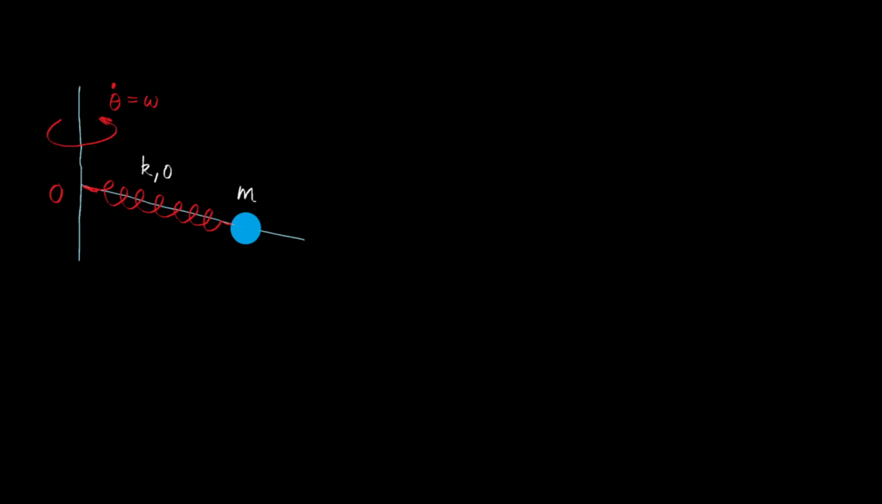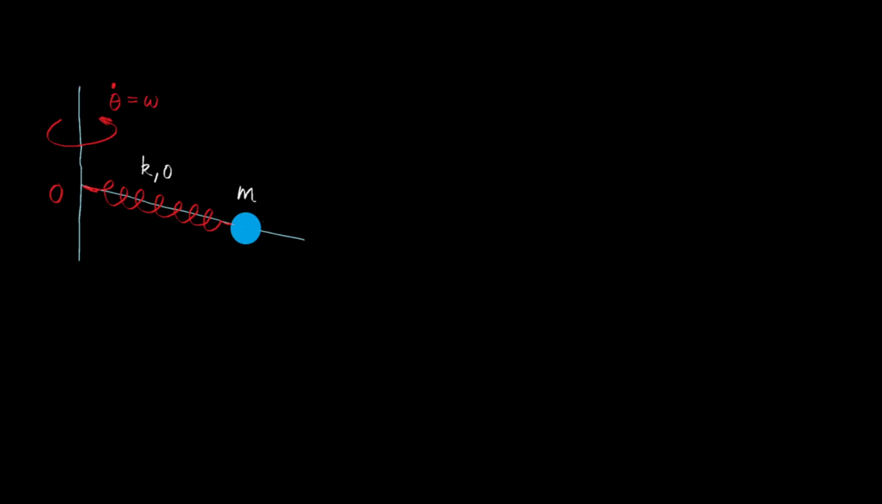In today's video we will solve a very interesting problem which also hides a commonly overlooked subject. The system that we will analyze is shown on the screen, and it basically consists of a bar which can rotate through a vertical axis with a constant angular velocity equal to omega.